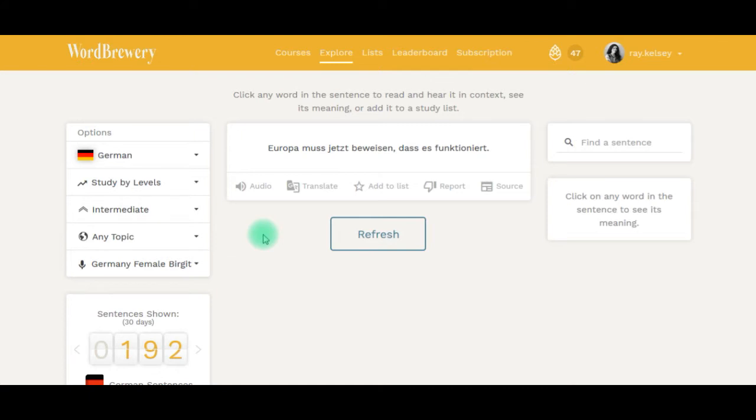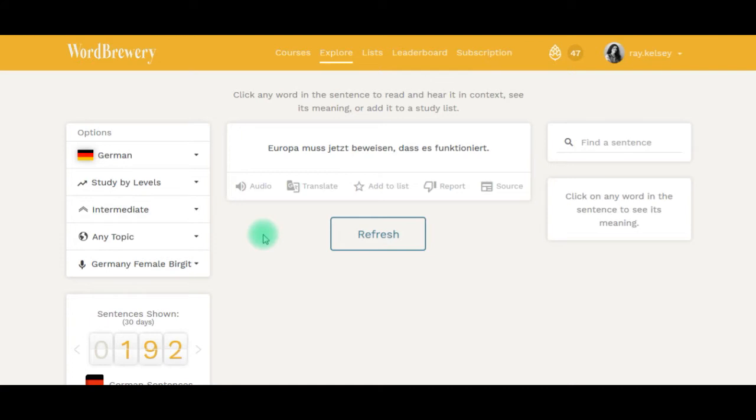This sentence has both topics that we're going to be discussing. Europa muss jetzt beweisen, dass es funktioniert. So the sentence means that Europe must prove, or must now prove, that it works. Now, we don't need to know what it is or anything, right? We're just doing a sentence model.